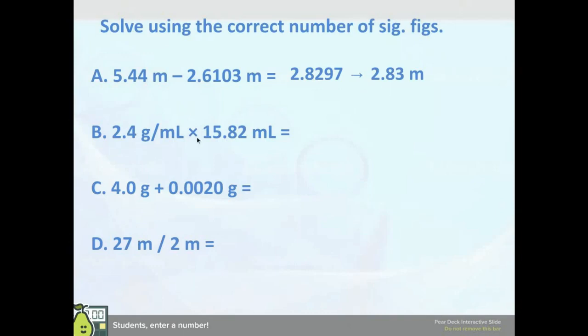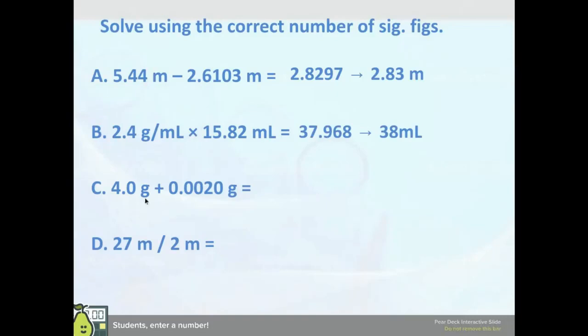Here we're multiplying, so we're looking at total number of significant figures. So this one has 2, and this one would have 4. So our answer needs to keep 2 total significant figures. So we would round that up to 38.